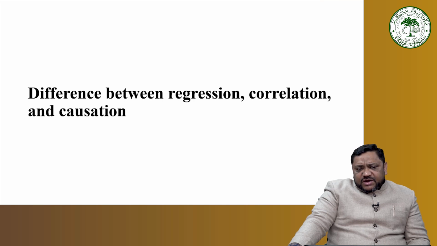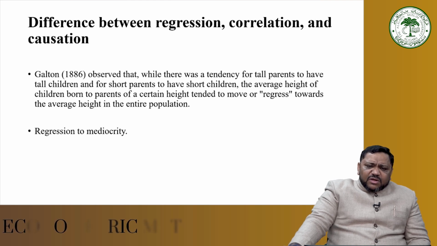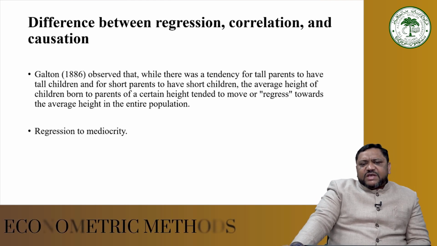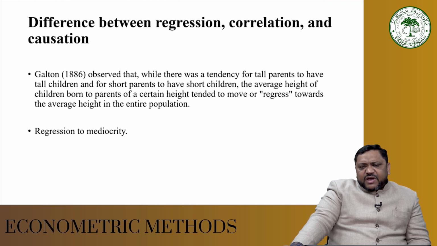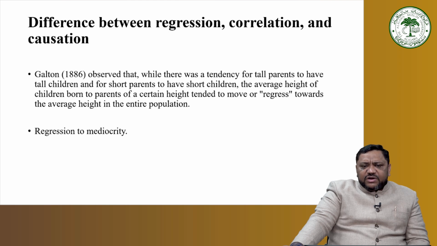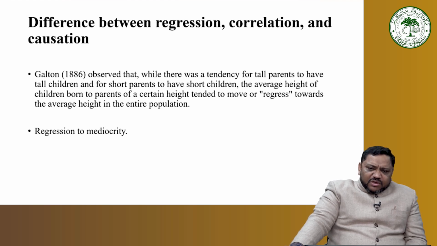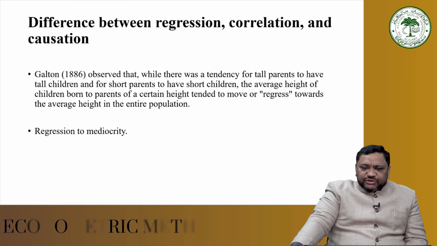Now we move on to the next topic: what is the difference between regression, correlation, causation. The term regression was originally introduced by Francis Galton in 1886 to study why there is a stability in the distribution of the height of the population. Galton observed that while there was a tendency for tall parents to have tall children and for short parents to have short children, the average height of children born to parents of a certain height tended to move or regress towards the average height in the entire population. In other words, the height of the children born to exceptionally tall or short parents tends to gravitate towards the average height of the overall population.